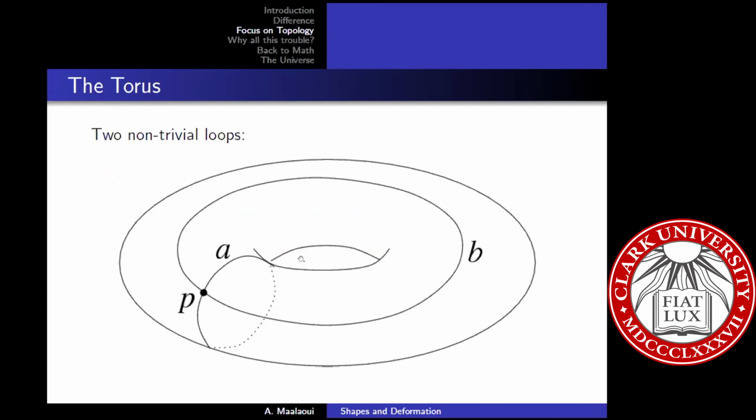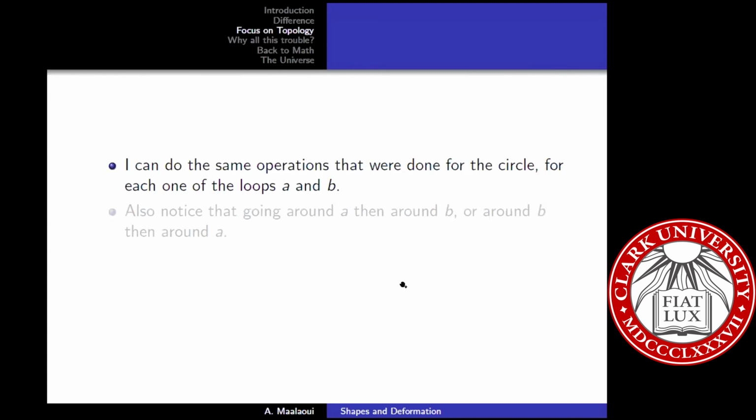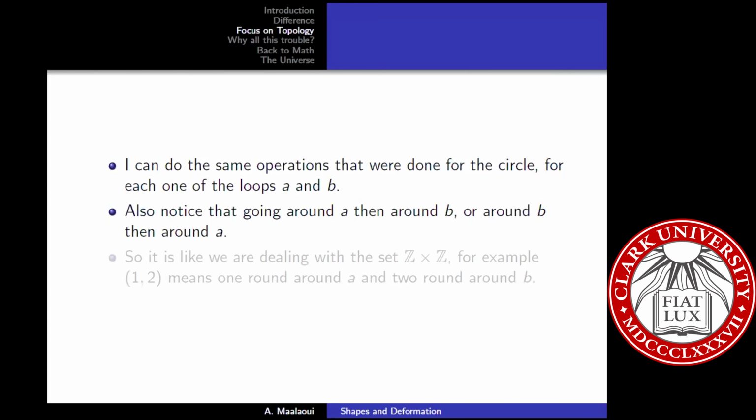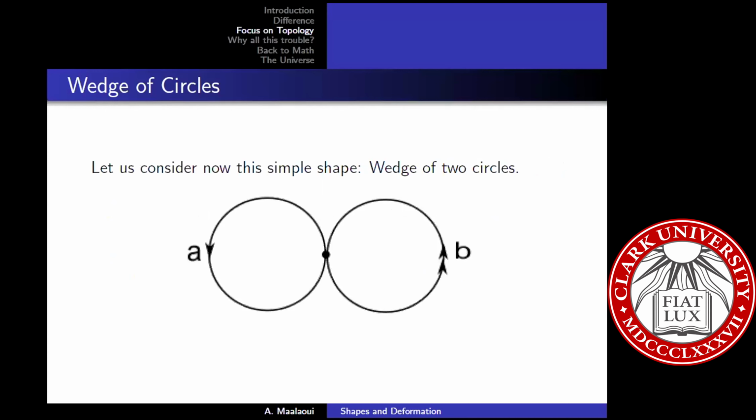And those two loops, I cannot deform them to one another. Again, I can do the same operations that I did for the circle, for each loop. Also, I have something interesting here. If I go one time around A and then around B, it's the same as going around B and then around A. Okay? So it's like we are dealing here not with the integers, but Z cross Z. That means if I give you (1, 2), it means I went 1 time through A and 2 times through B.